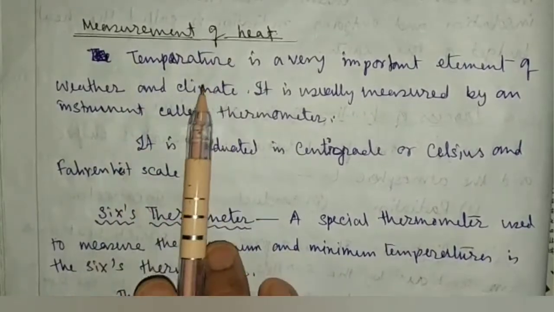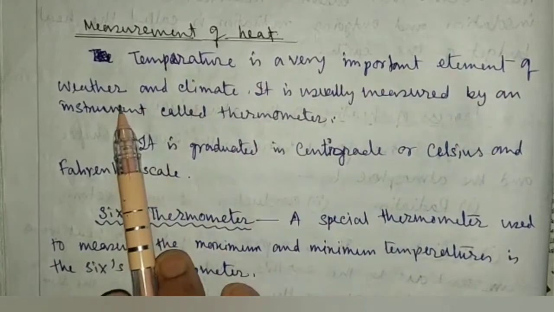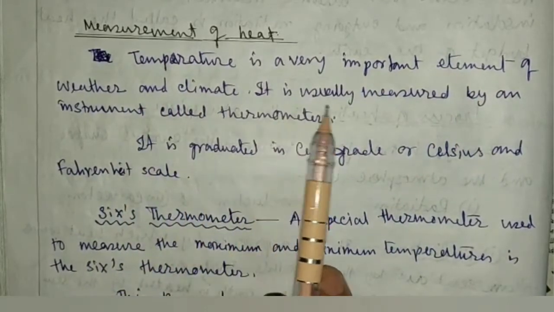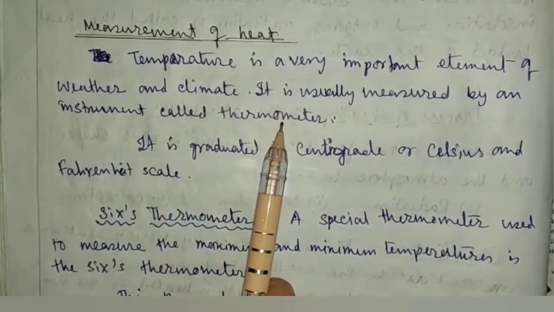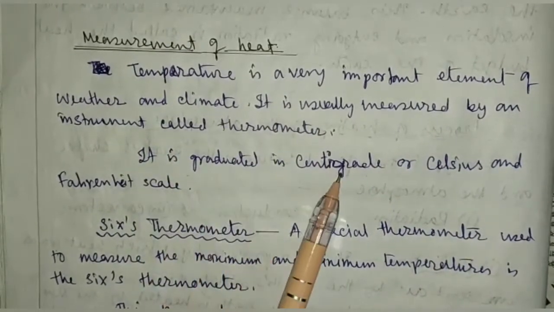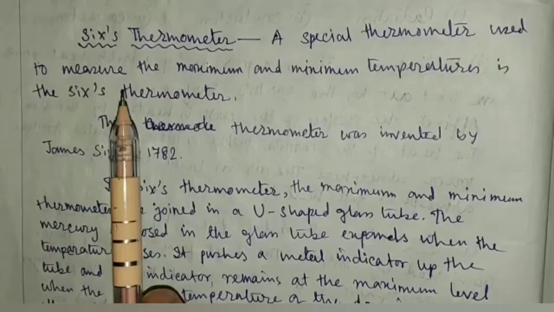Measurement of heat. Temperature is a very important element of weather and climate. It is usually measured by an instrument called a thermometer. It is graduated in centigrade or Celsius and Fahrenheit scales.